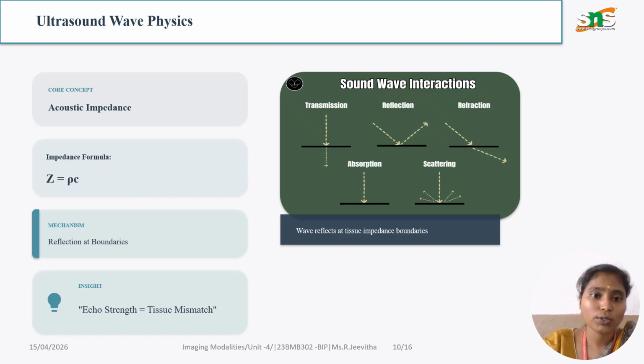Ultrasound uses sound waves. The acoustic impedance is equal to rho times c. When sound hits a boundary, reflection occurs. The more mismatched, the stronger the echo. For example, fluid versus tissue creates a strong reflection. Advantages: safe, real-time imaging, used in pregnancy scanning.